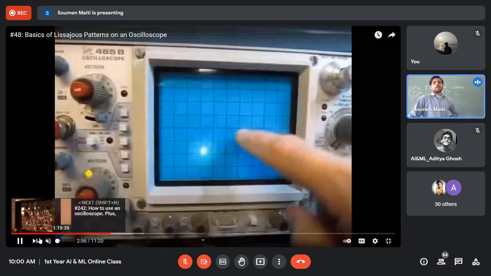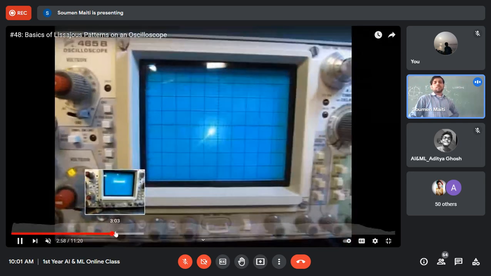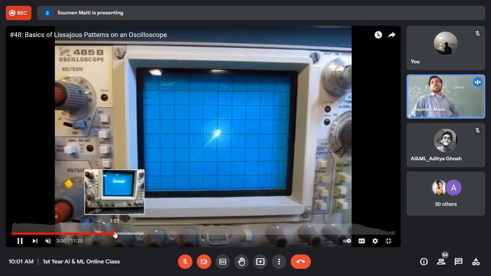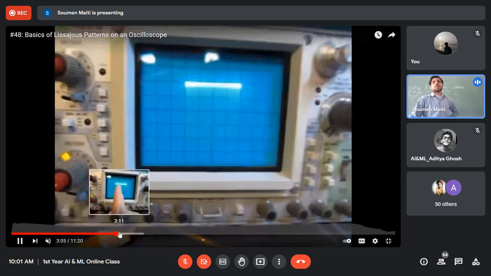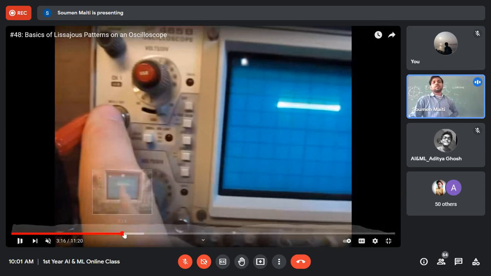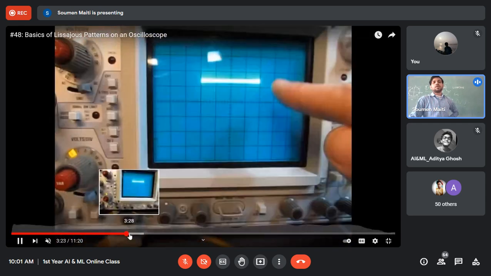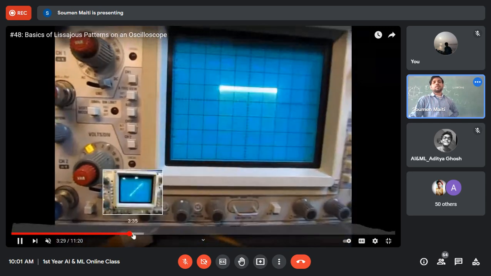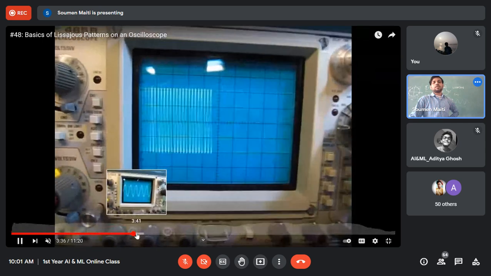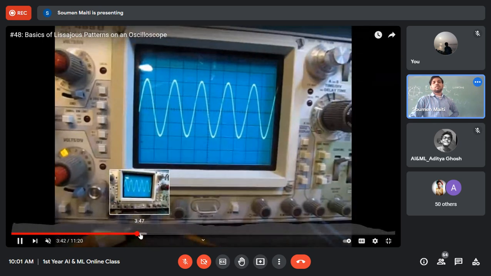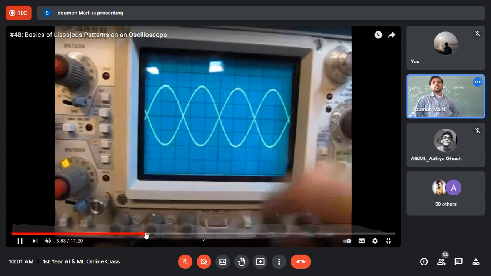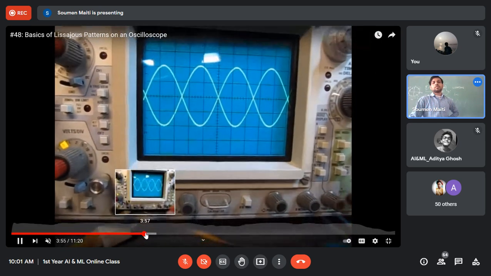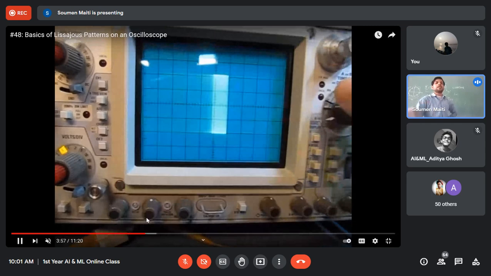So I'll not take much time here. As I have to go for this one, you can change the direction of the SHM also. It will be a straight line. After that, if you change this one, it will be a circle also. Right now, it will change in the opposite direction.